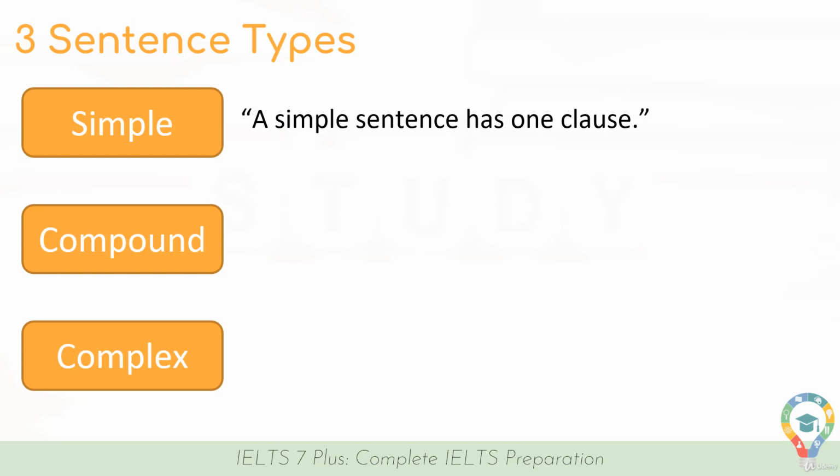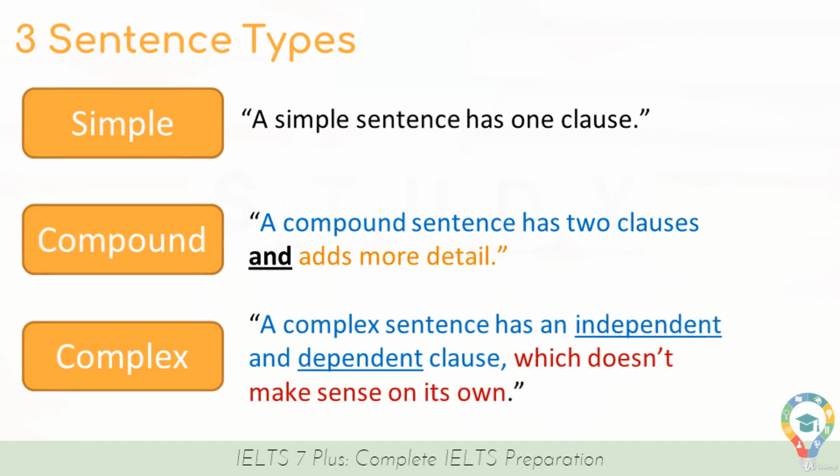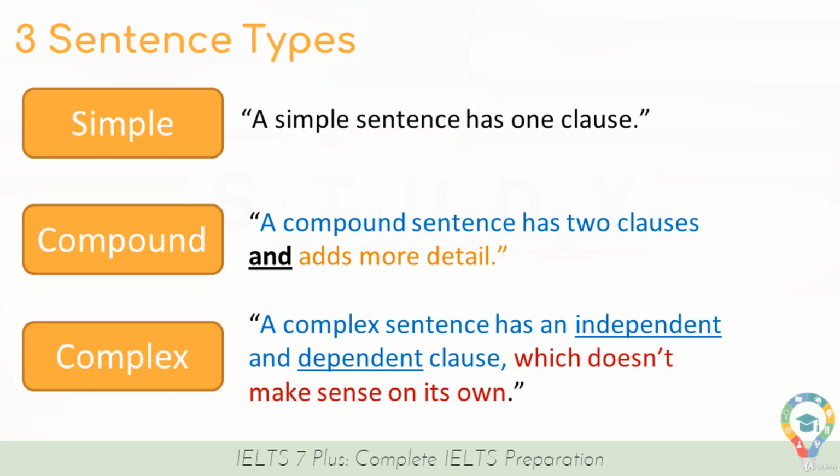So what about compound sentences? A compound sentence has two clauses and adds more detail. I've highlighted the two clauses in this sentence. Now let's take a look at a complex sentence. A complex sentence has an independent and dependent clause, which doesn't make sense on its own. I might say that making complex sentences is the more challenging of the three sentence types.